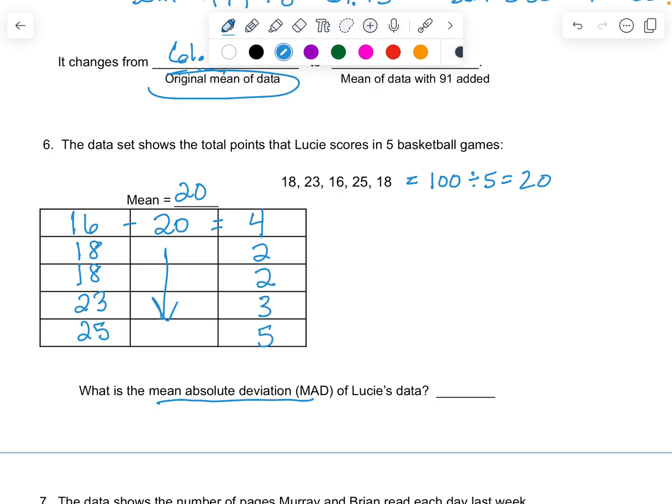Now to find the mean absolute deviation, we're going to find the mean of our distances. So I'm going to add all my distances together, and you get a 16. Divide that by the number of pieces of data, which again is 1, 2, 3, 4, 5 pieces of data, which gives you a mean absolute deviation of 3 2/10.